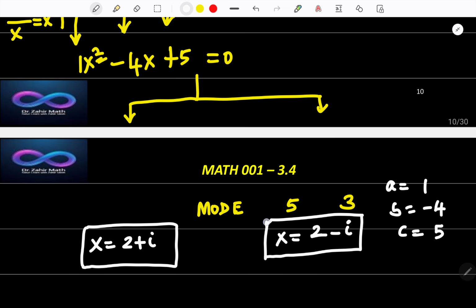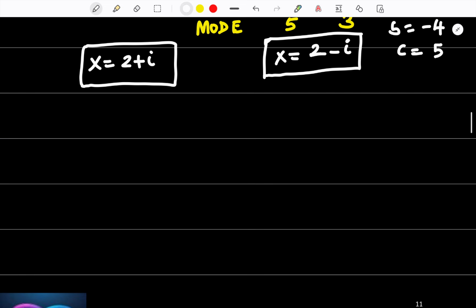Whenever power 2 is there, directly you can use the calculator. But for power 3, you have to do the steps. Steps means synthetic division. Right. Let me go to the question now.